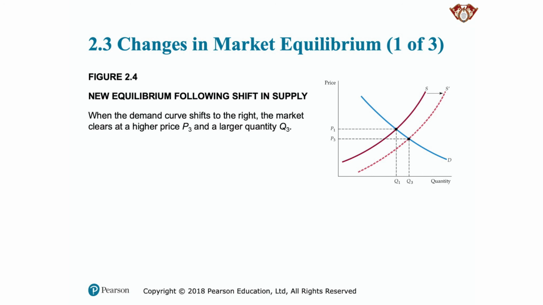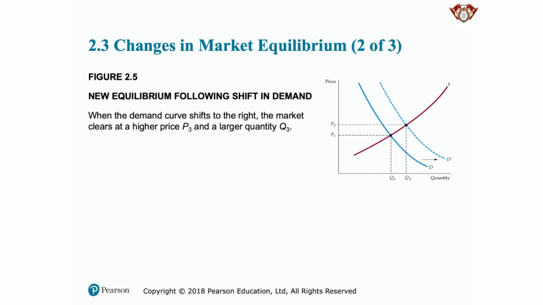The equilibrium following shifts in the supply curve. When the demand curve shifts to the right, this figure says the supply curve shifts to the right instead of the demand curve. When the supply curve shifts to the right, what happens? The market clears at a lower price, P3, and larger quantity, Q3. So something is wrong in this explanation.